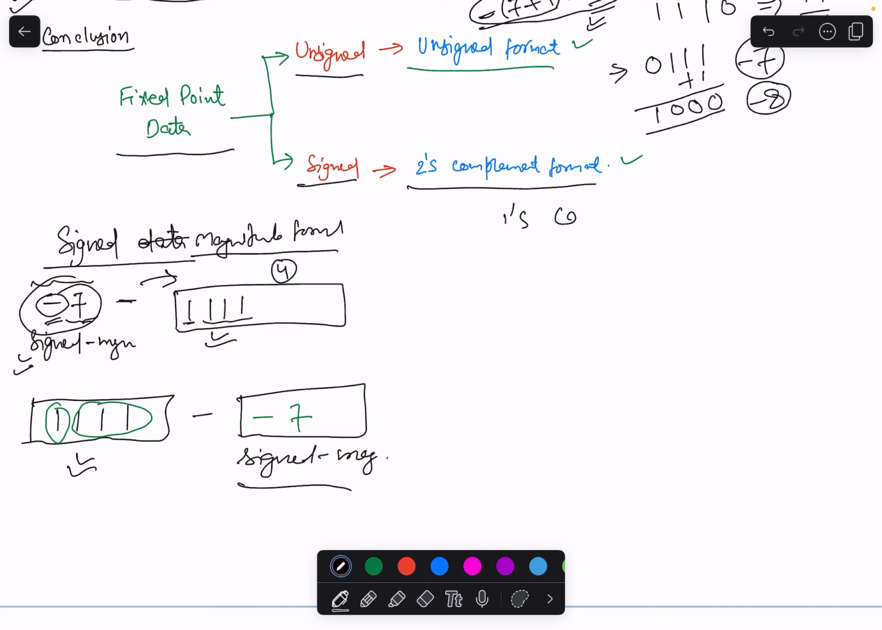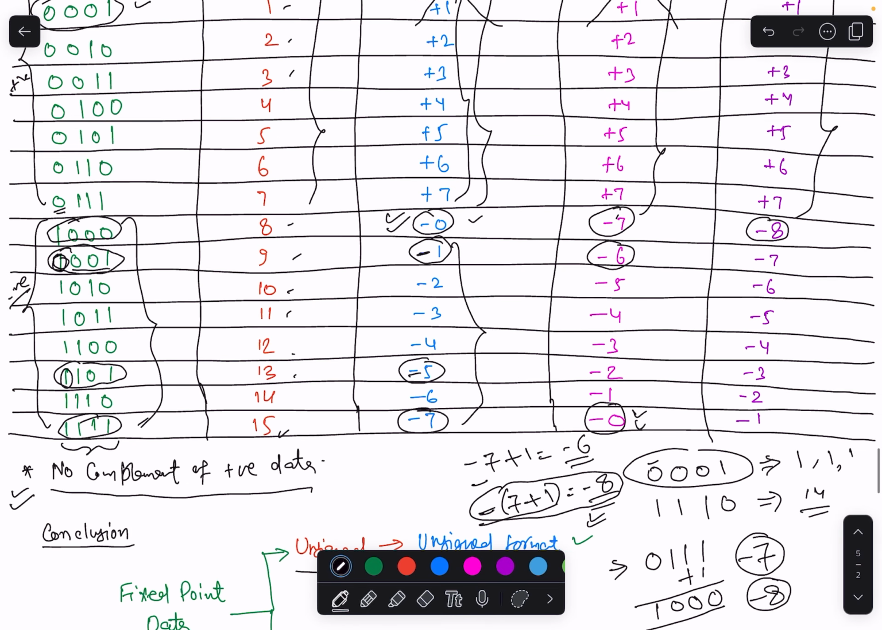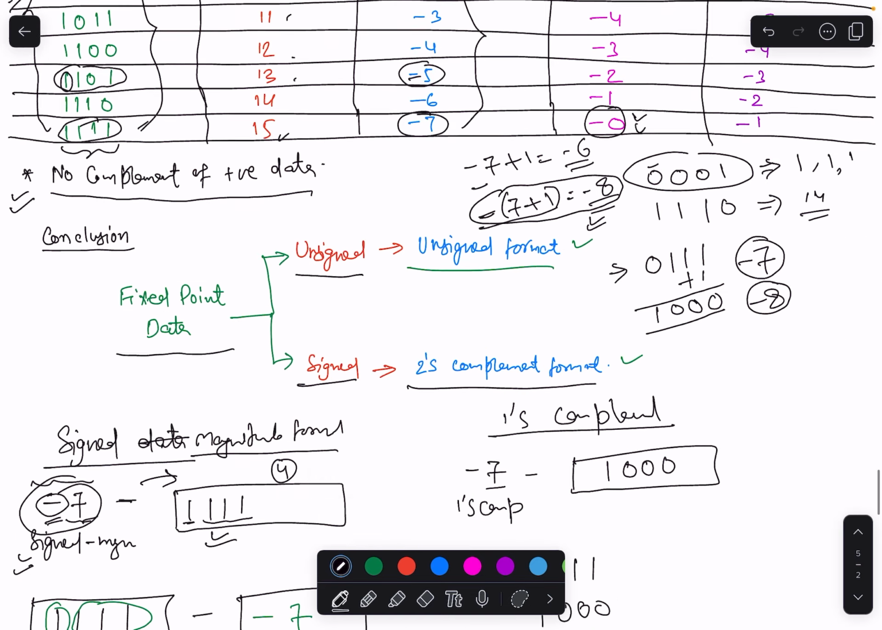Similarly, if we talk about the ones complement format, if we are given the value -7 and the format is 1's complement, what could be the binary representation of this? So how will we find that? We write the binary representation of 7 here, so it will be 111. And then this is very important: we put 0 in the MSB, and then we invert the bits, so it would be 1000. So if we see -7 here, it would be 1000.